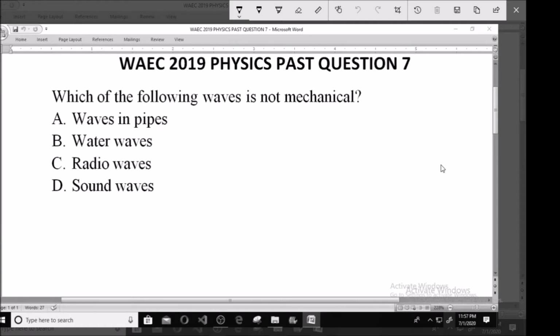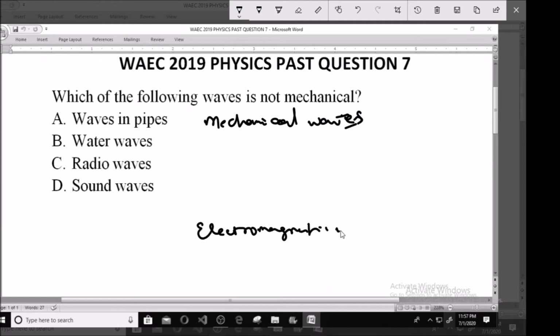Now there are two broad categories of waves. We have what we call the mechanical waves, that are waves that need a medium for them to be transmitted. Then we have what we call electromagnetic waves, waves that don't need any medium for them to be transmitted. So mechanical waves are those waves that require material medium for their propagation.